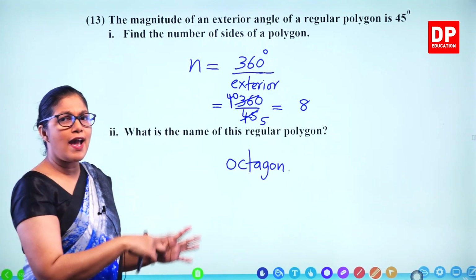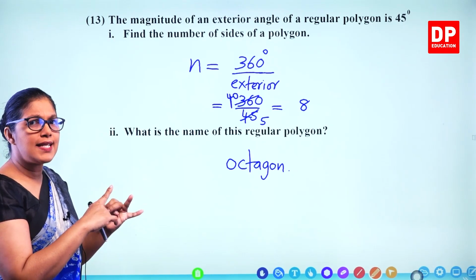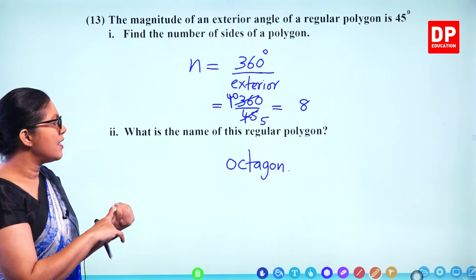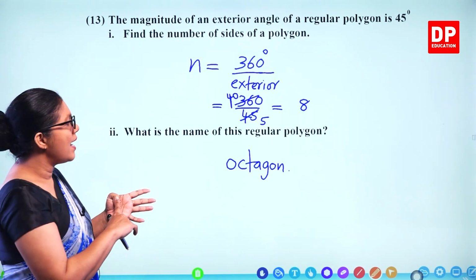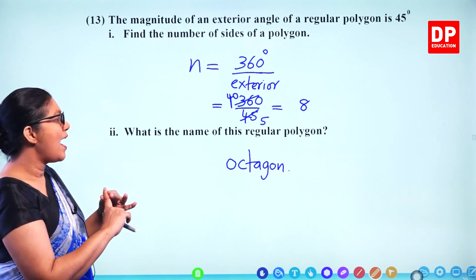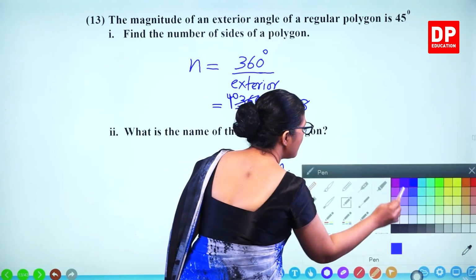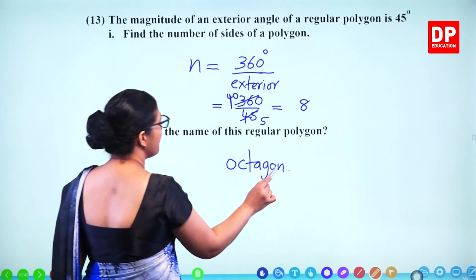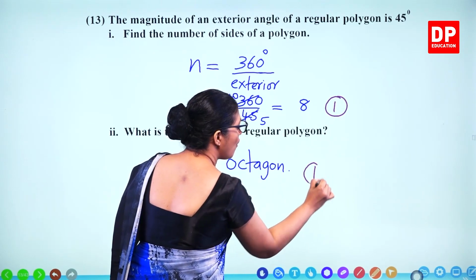Octagon. Can you remember the names? Triangle, equilateral triangle, square, 4 sides, pentagon, 5 sides, hexagon, heptagon, octagon for 8 sides, 9, nonagon, and 10, decagon, and 11, hendecagon, and 12, dodecagon. Up to 12, try to memorize the names. So 1 mark for this and 1 mark for this one.